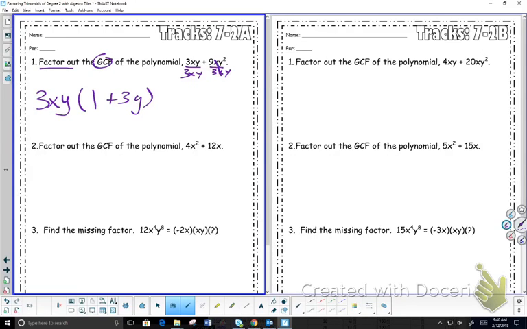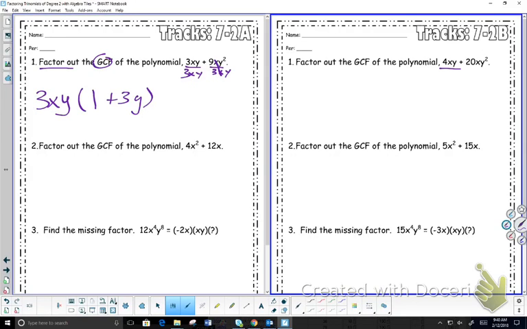So this is how this version works, and should you have had the other version, you're doing the same thing. You're looking for the biggest thing both of these have in common, which would be 4xy. To factor it out means I've got to divide both of those terms. So 4xy divided by 4xy is 1. 20 divided by 4 is 5. X divided by x is 1. Y squared divided by y is y.